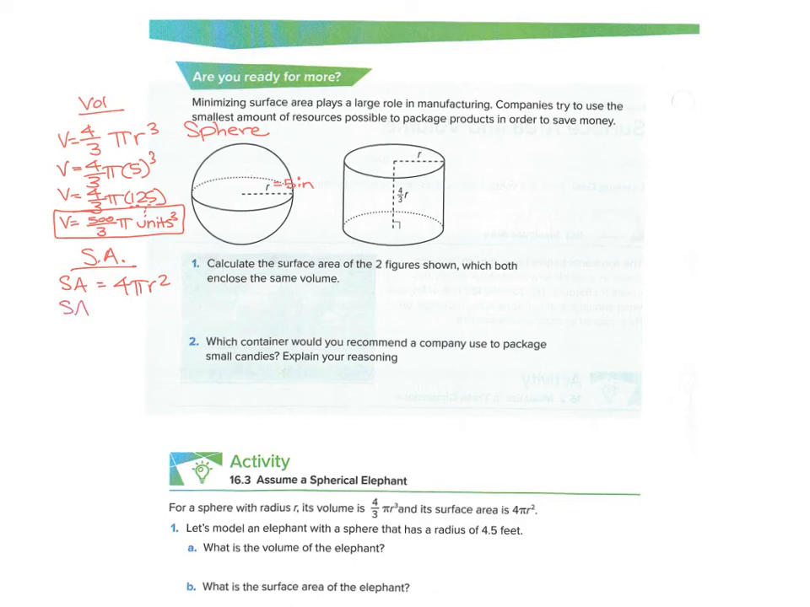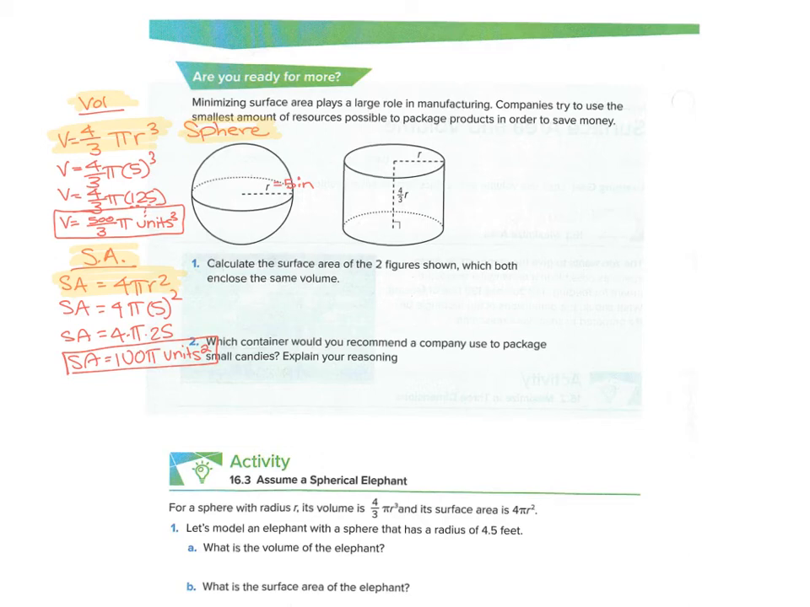And so my surface area would be 4 times pi times 5 squared, which is 4 times pi times 25, or 100 pi units squared. So that is around the outside of my sphere. That would be my surface area. So keep those two formulas handy as we move forward in our unit: the volume of a sphere and the surface area of a sphere, since we have yet to use those.